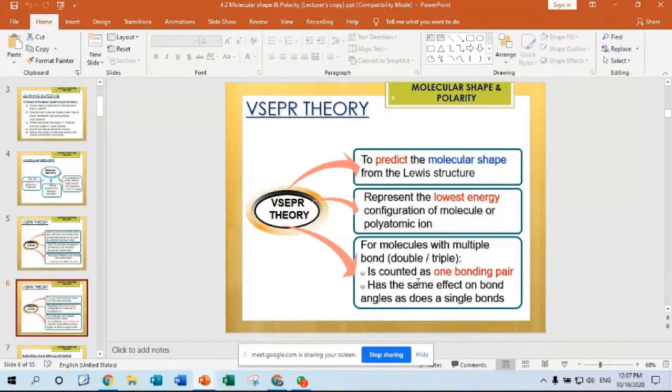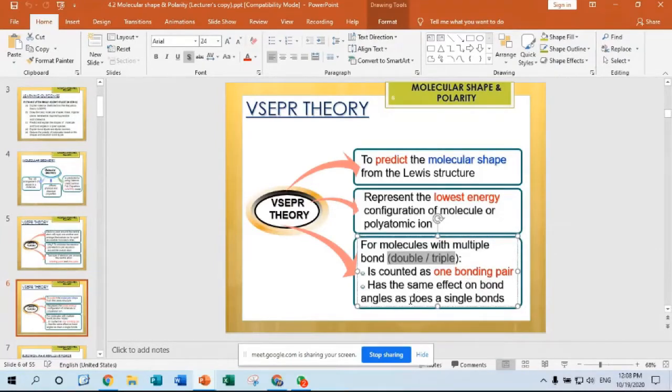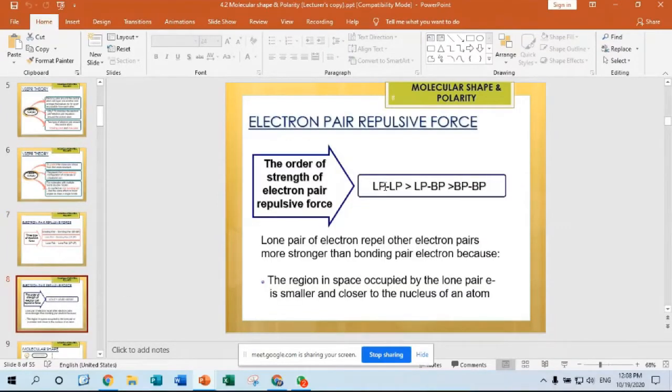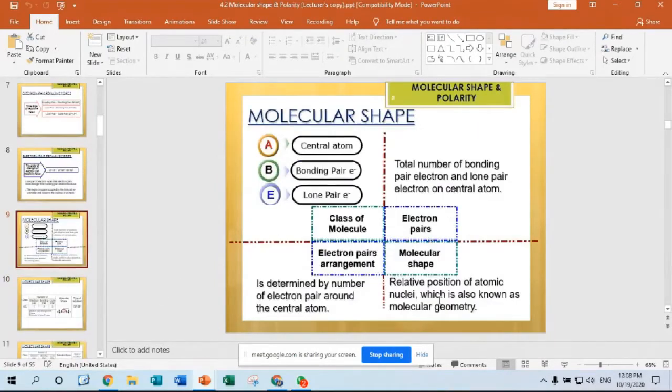So always remember, highlight, a double or triple bond is counted as one bonding pair. It has the same effect on bond angle as a single bond. So there are three types of repulsion: bonding pair-lone pair, bonding pair-bonding pair, and lone pair-lone pair. Among these, lone pair repulsion is the strongest one. So the weakest one is bonding pair. This one I taught you all before.